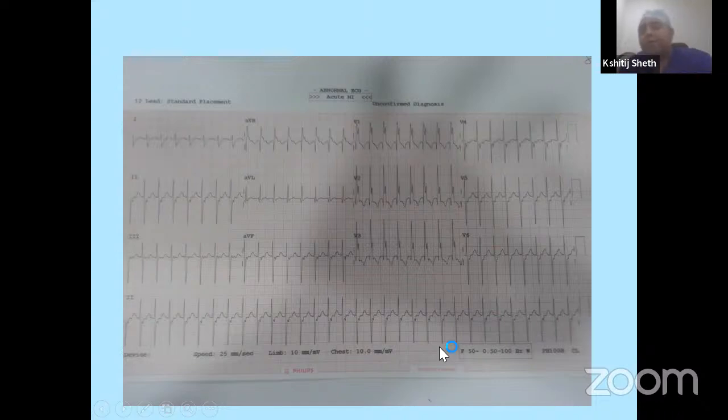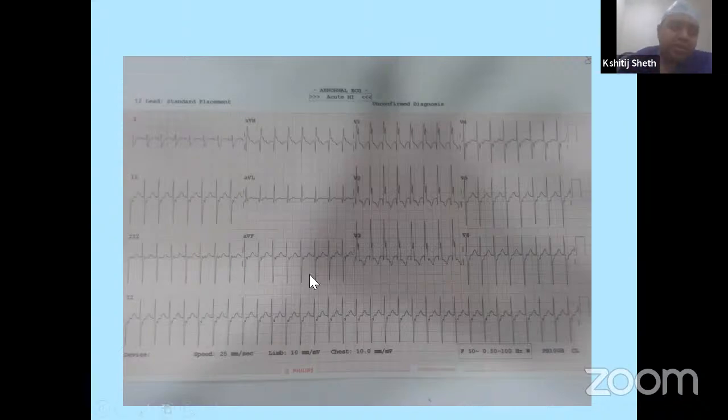So for practical purposes, anything above 220 in an infant and more than 180 in an older kid with a narrow complex QRS is labeled as SVT. It's a very broad terminology, but the management of most SVT is the same. So this child had supraventricular tachycardia. He had an SVT, but we don't know what kind of SVT it is.